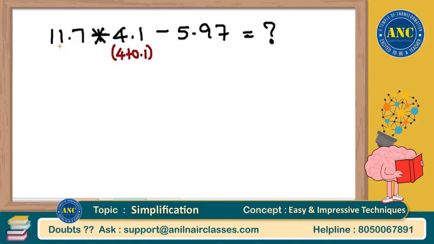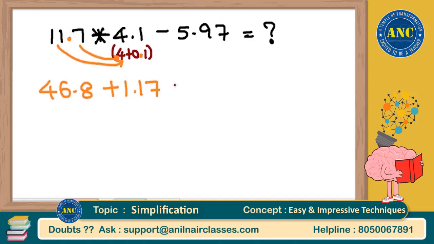Can I say that 11 into 4 is 44, 0.7 into 4 is 2.8, it is 46.8, plus again 11.7 into 0.1. 11.7 into 1 is 11.7, so 11.7 into 0.1 is 1.17. Shift one decimal to the left again.